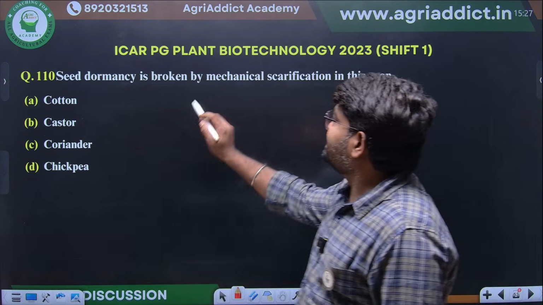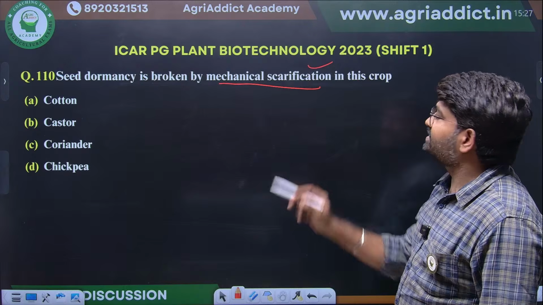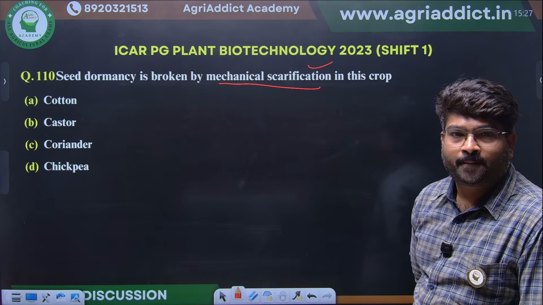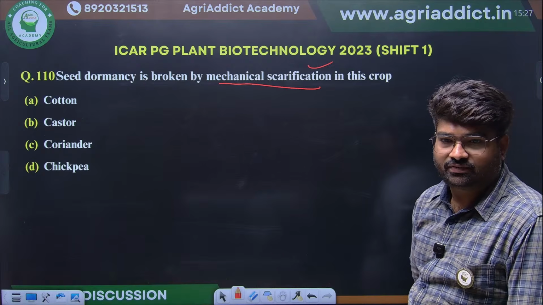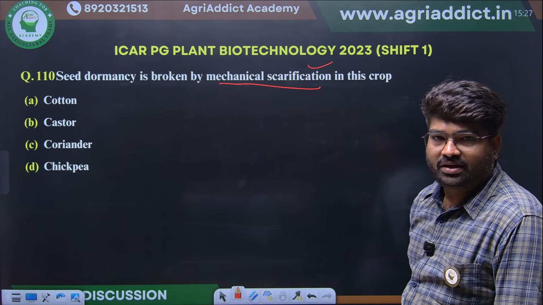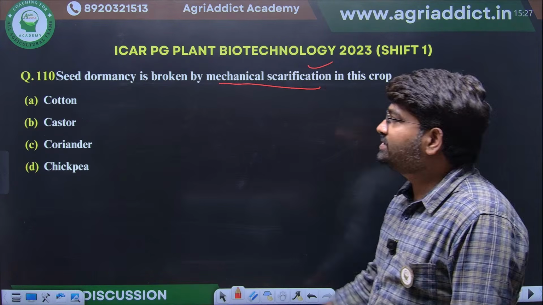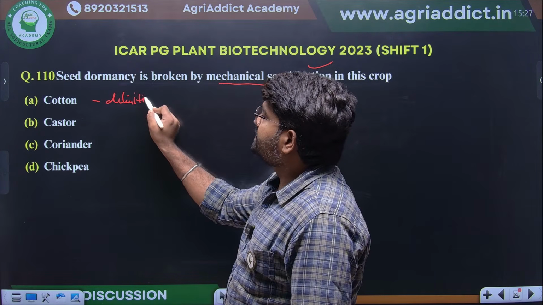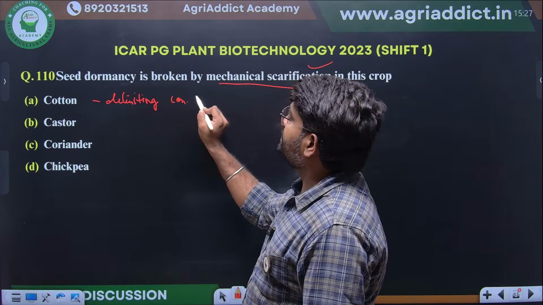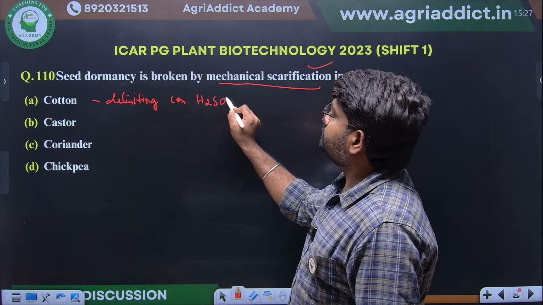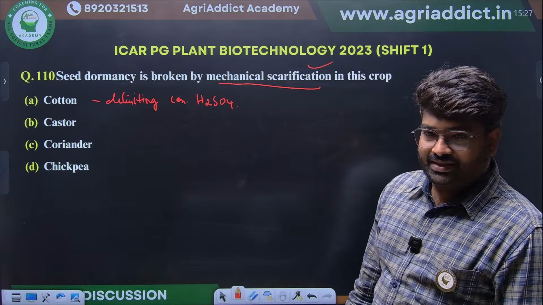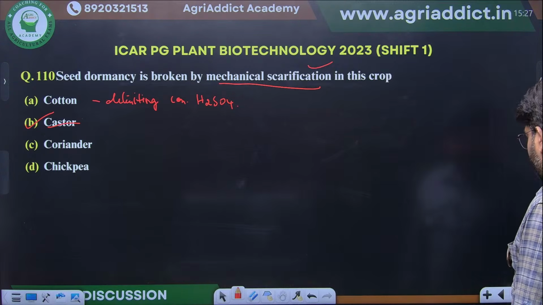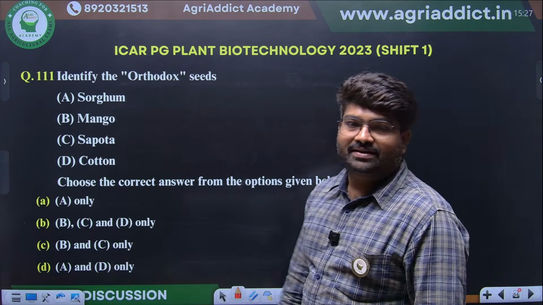Seed dormancy is broken by mechanical scarification in this crop. In which crop will the seed dormancy be broken by mechanical scarification? Whether cotton, castor? In cotton we will use delinting. We will use acid here, concentrated sulfuric acid. Yes, excellent. Castor. In castor, seed dormancy will be broken by mechanical scarification.